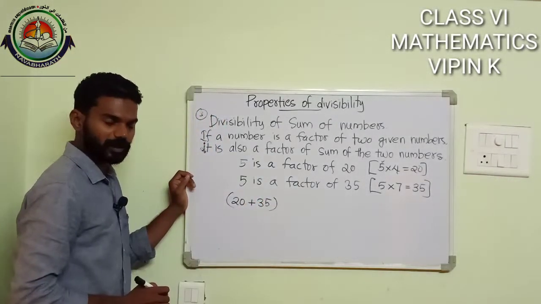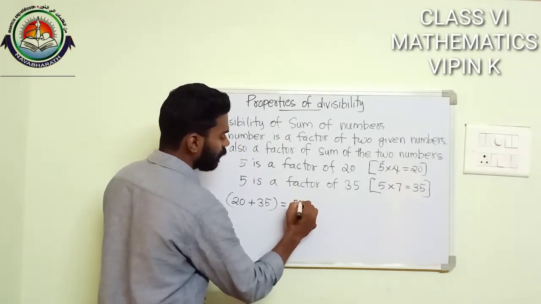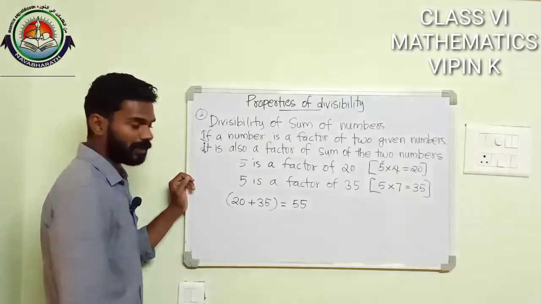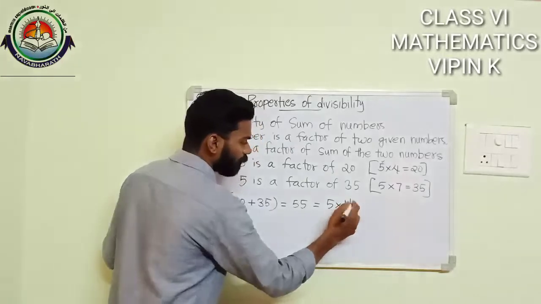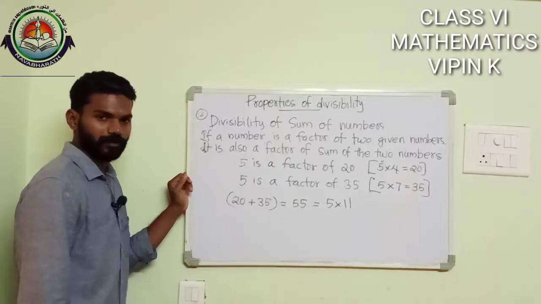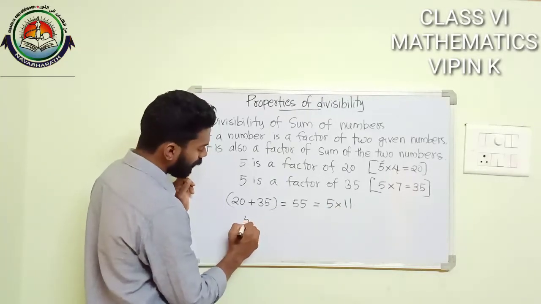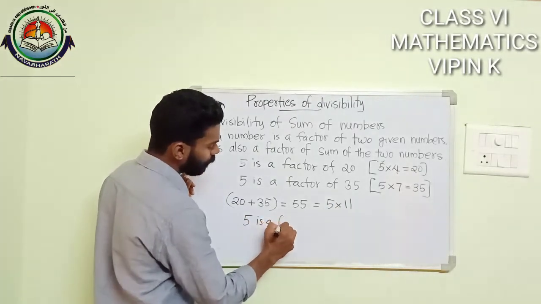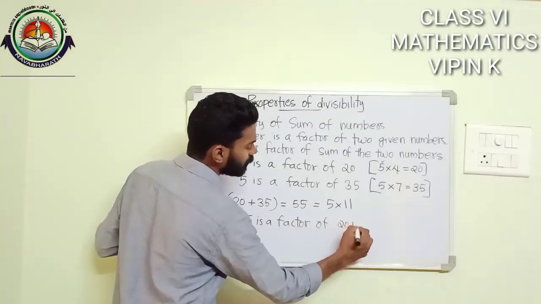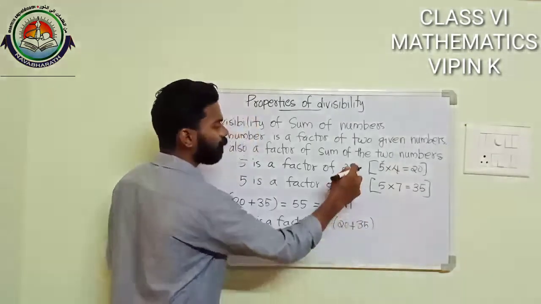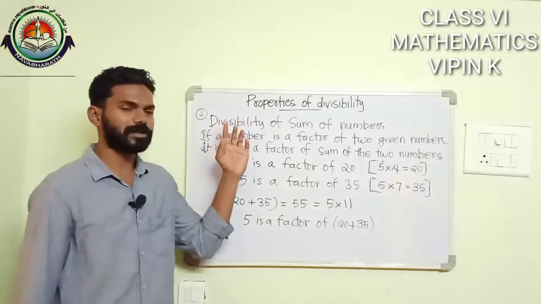Now what would be the answer? 20 plus 35 would be 55. And you know that 55 can be written as 5 into 11. 5 elevens are 55. Since it can be written as 5 into 11, we can say that 5 is a factor of 20 plus 35, the sum of the two given numbers. So that is what is referred here.